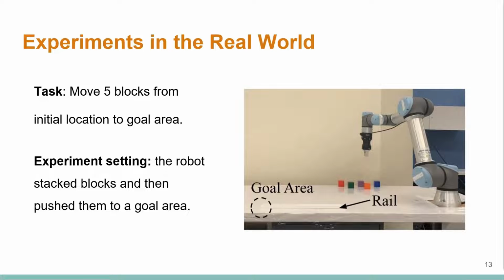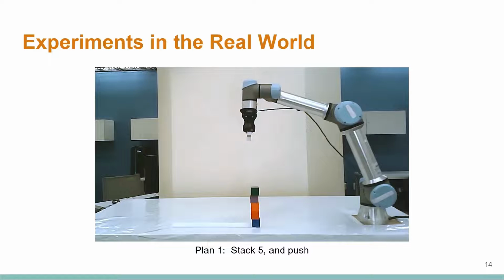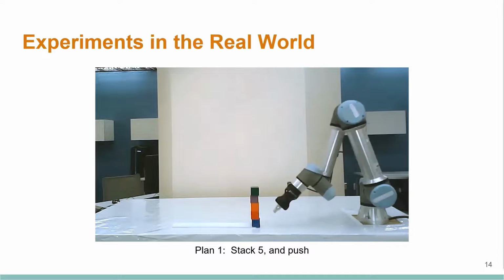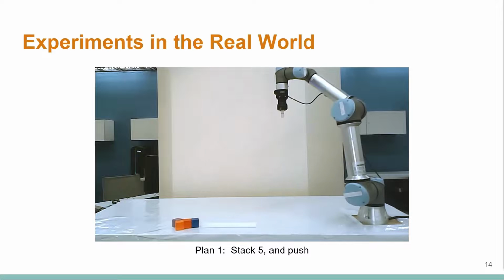TMOC was also evaluated using a UR5E robotic arm. In the experiment setting, the robot stacked blocks and then pushed them to a goal area. In this video, the robot tried to stack 5 blocks and then pushes them to the goal area. Though Plan 1 is the most efficient, TMOC found it's very hard for the robot to succeed in pushing a stack of 5 blocks. This is because 5 high stacks are extremely unstable.